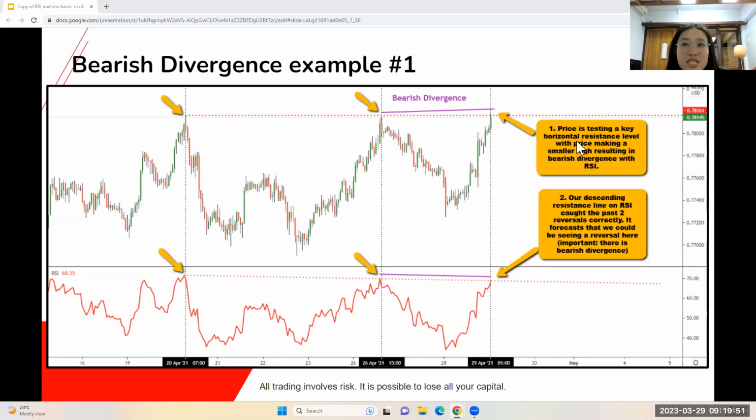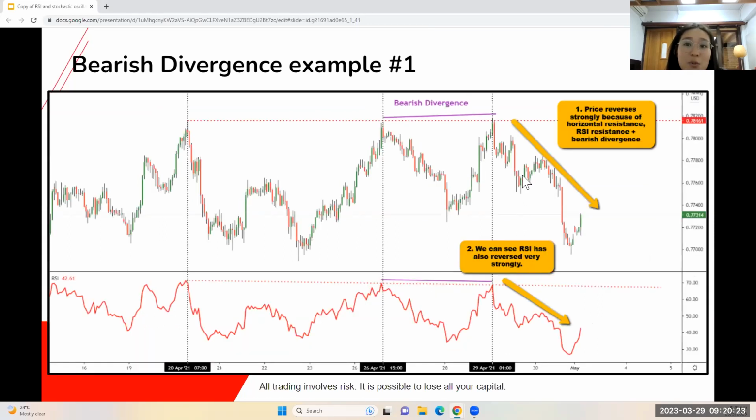So with price testing a key horizontal resistance level, which is this red dotted line on our price chart, we see a smaller high resulting in bearish divergence with RSI because our descending resistance line on the RSI caught the past two reversals correctly, which is the two swing highs. So it forecasts that we could be seeing a reversal over here from this point over here on the 29th of April.